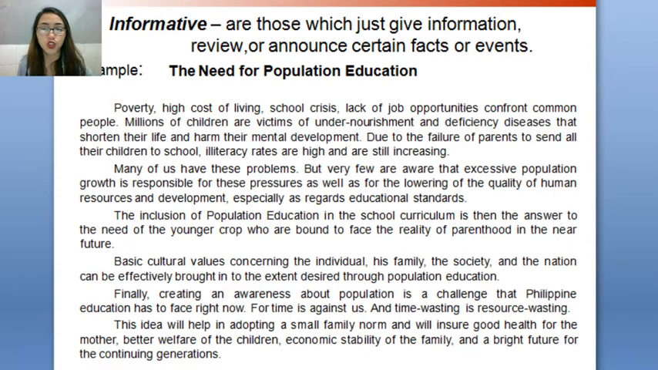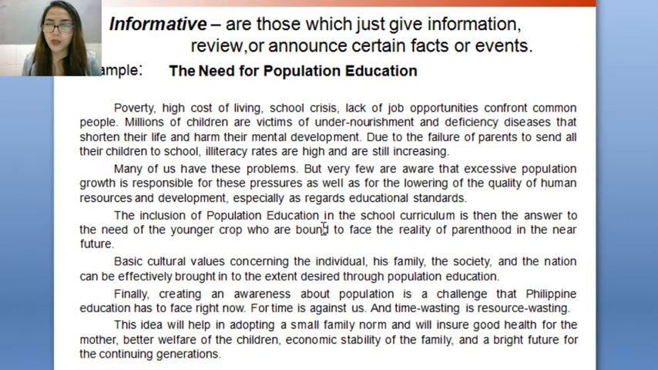Informative are those which just give information, review, or announce certain facts or events. Halimbawa dito, the need for population education. As you could see here, the poverty, high cost of living. Let's check din, guys, kung paano ginawa ng editorial writer. Paano niya present.